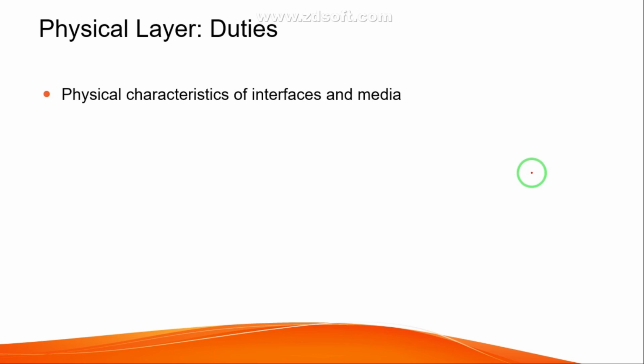Now, what are the duties? What are the functions? First is the physical characteristics of interfaces and media. It means it is going to define the characteristics of the interface between the device and the transmission media. Even it is also going to define the type of the transmission media, whether it is a coaxial cable, UTP cable, fiber optic cable, like that. The second duty is the representation of bits.